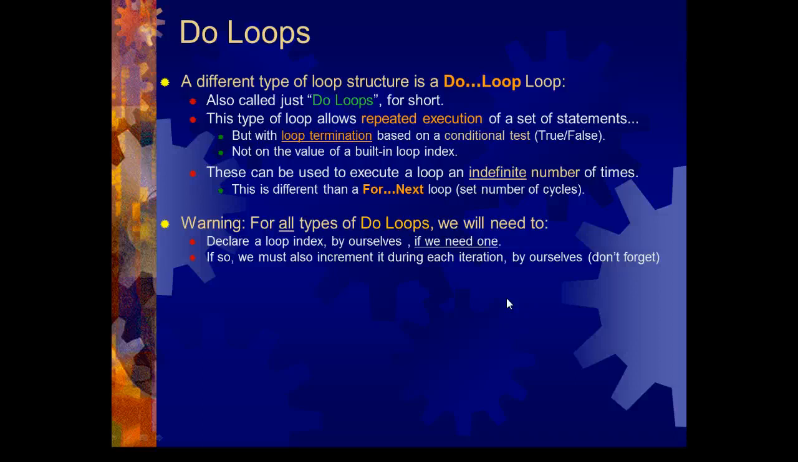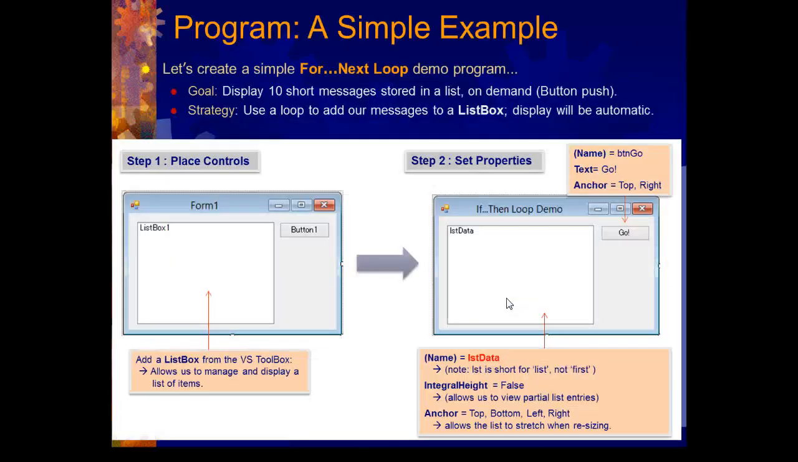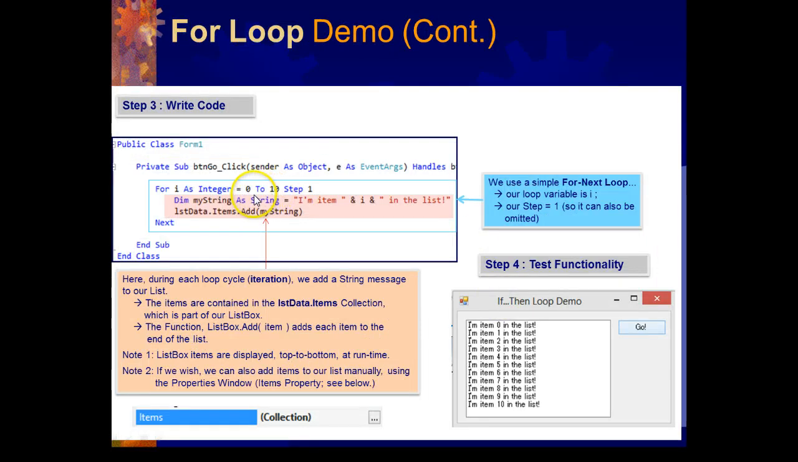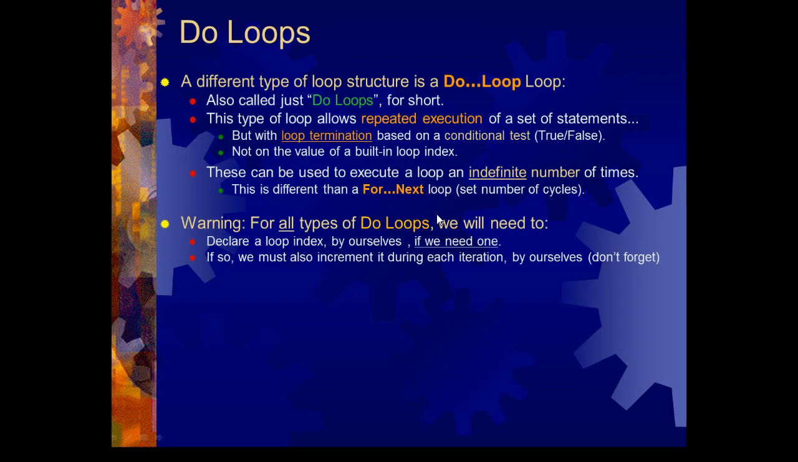By the way, you don't have to start at 1 here. For example, here you could have put in like 2 to 8, or whatever you want. Okay? So you don't have to start at 1. Anyway, do loops give you another way of repeating things, but just a different way to stop, or to have a different test for stopping. Okay? So a different type of loop structure is a do loop, also called do loops for short.